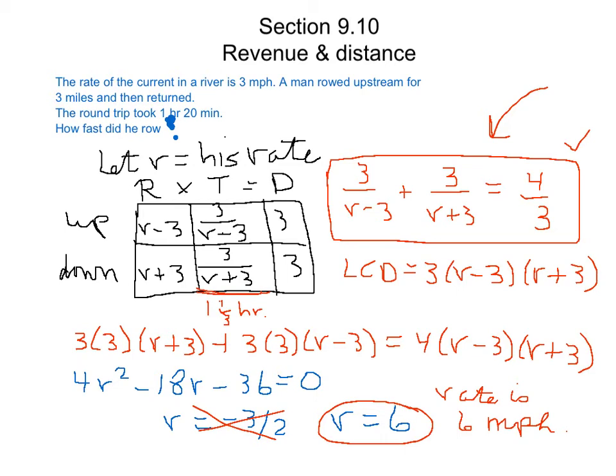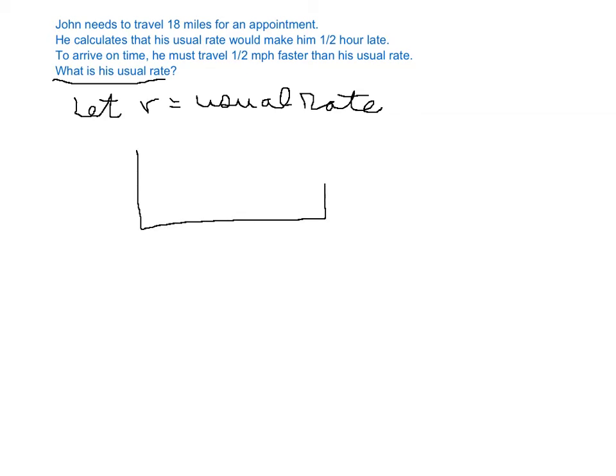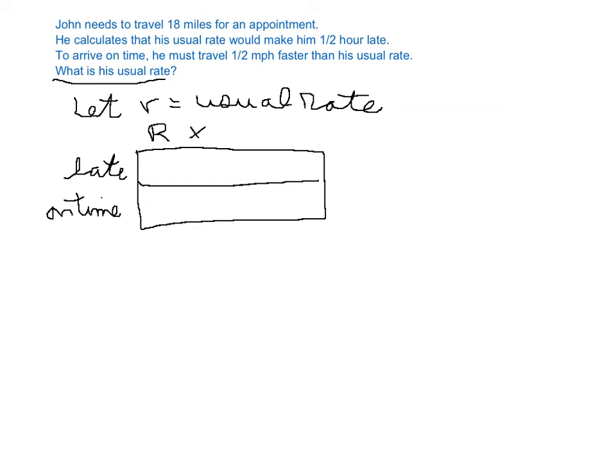Okay, let's try another. So, as always, read this a number of times until you get what's going on. Make sure you identify what the question is, and then assign a variable. So the question is, what is his usual rate? So let's let R equal his usual rate. And now we want to create our chart. So it's going to look something like this. This is what happens if he's late. This is what happens if he's on time. So this is rate times time equals distance.